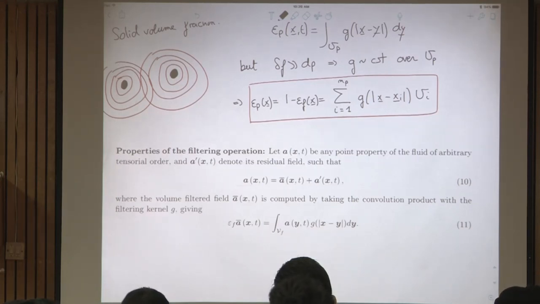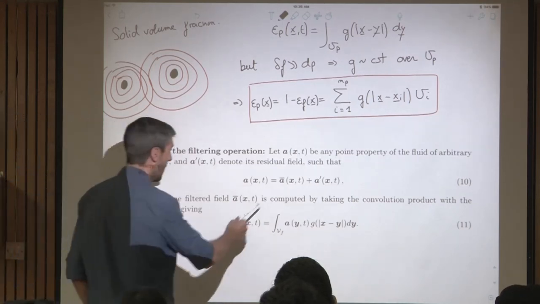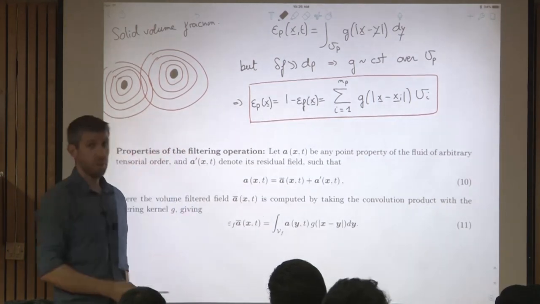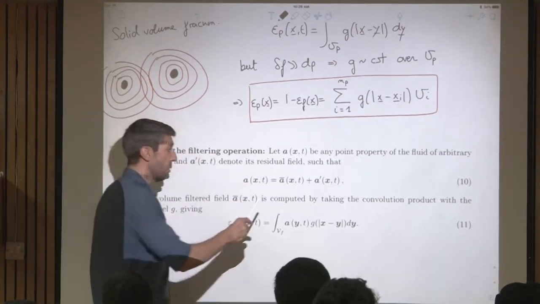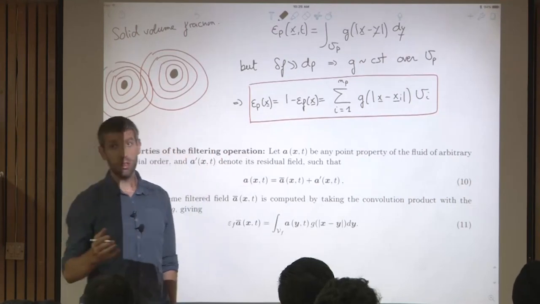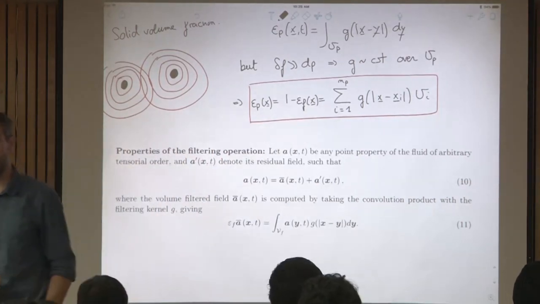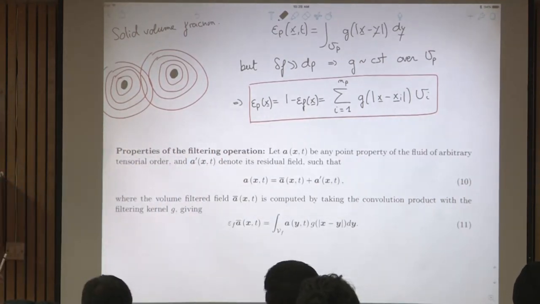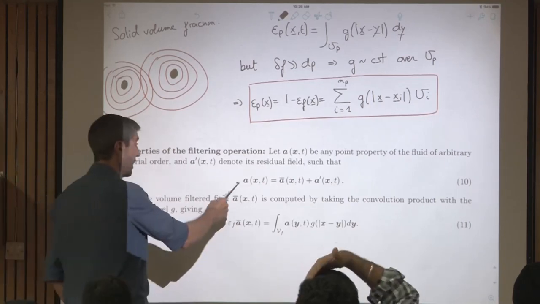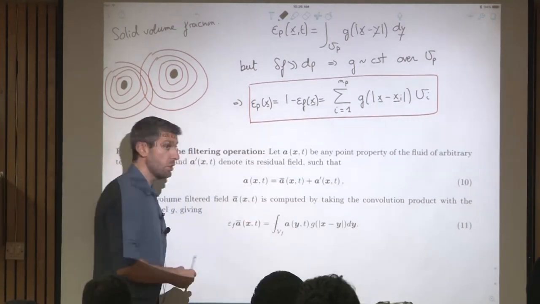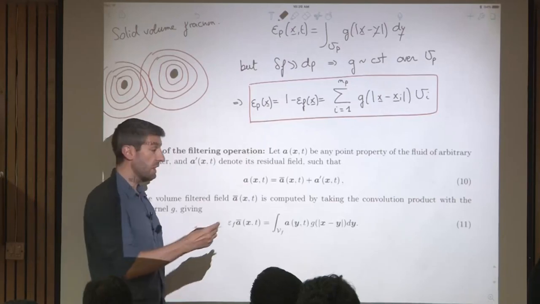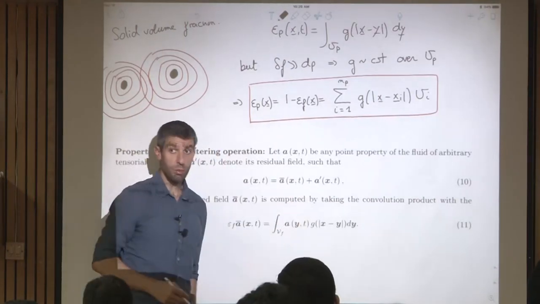First of all, we're going to recognize that every time we filter a variable A, and I'm going to designate that by the application of this overbar, we'll have a subfilter fluctuation that will remain. So I will have any field A that I'll be able to decompose into the filtered field A bar, and I'll be left with a residual.